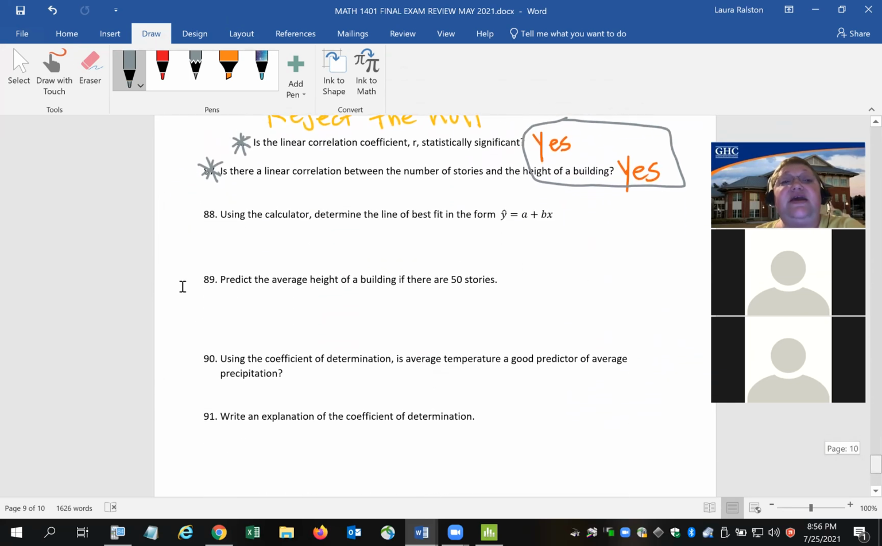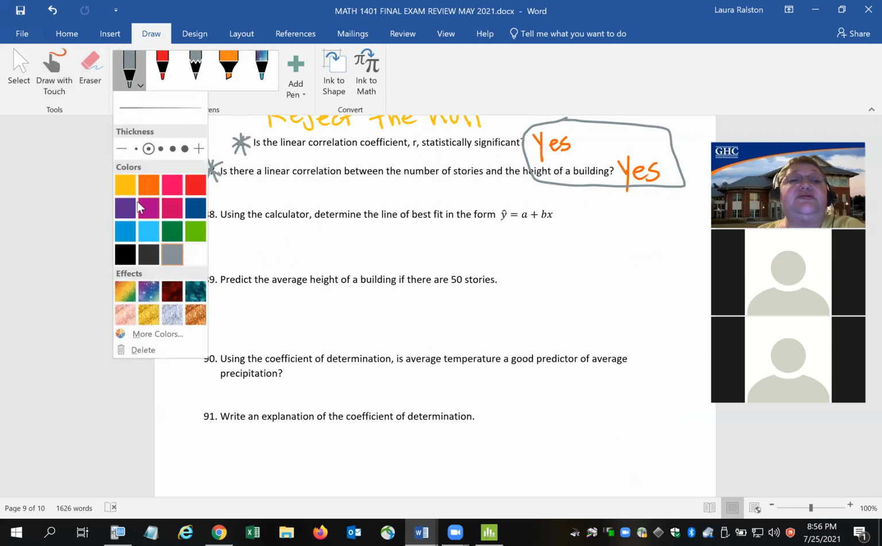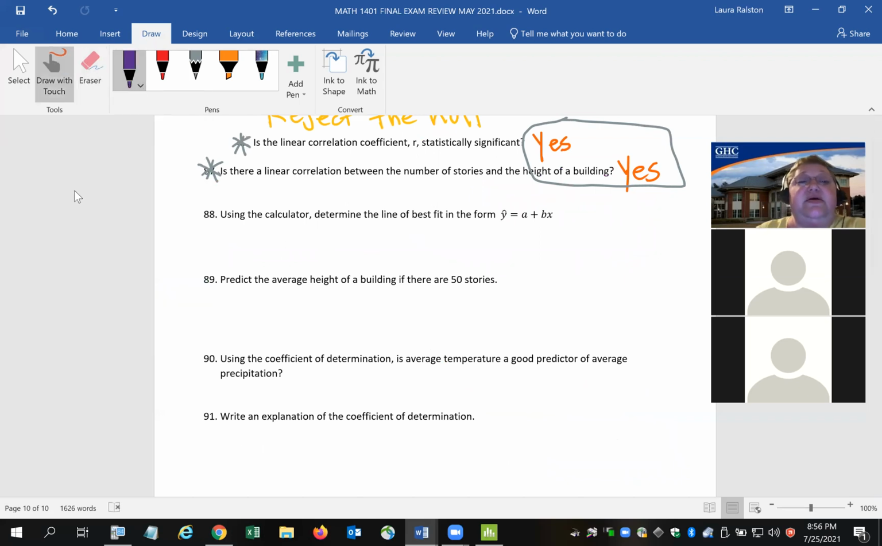All right, so then this says using your calculator, but we're not using the calculator, we're using Minitab. So I got a little typo there. Determine the line of best fit. Because you have said yes, R is statistically significant, and yes, there is a correlation, that means you can find this line of best fit or find the model.